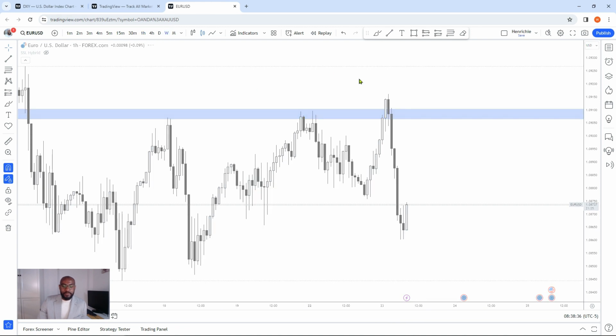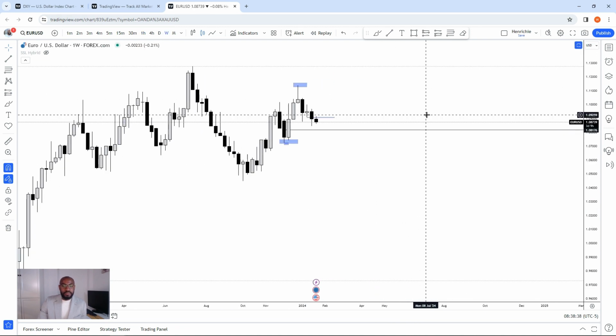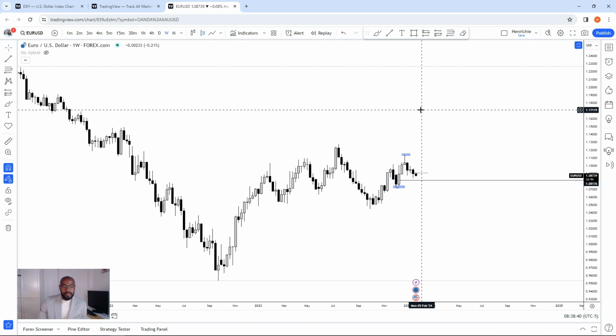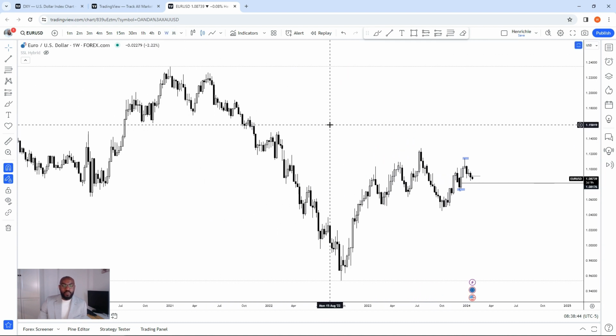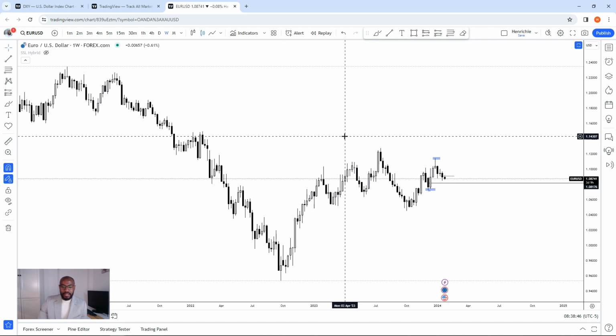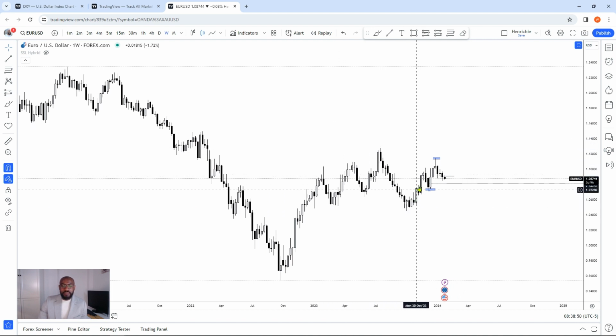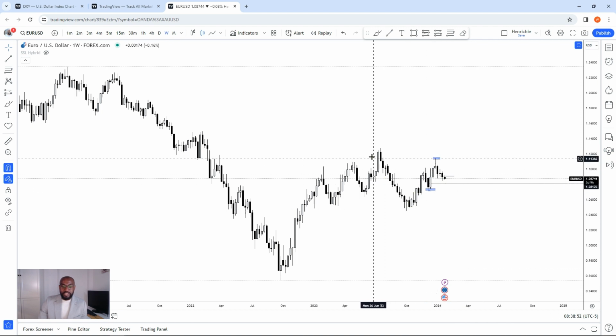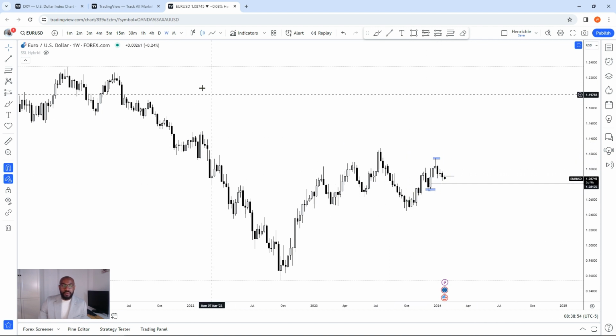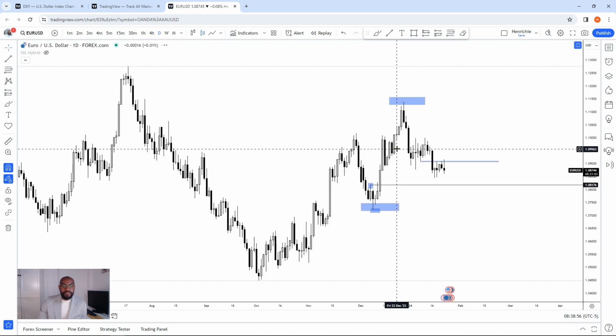But that being said, we're going to look at the overall structure on Euro US dollar, and we're going to start from the weekly time frame. So on the weekly time frame, you can see we created a high, a low, and then we're within this range. We're within the range high and the range low. So we'll go to the daily time frame.